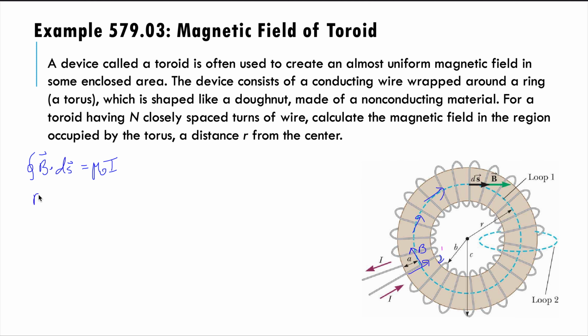So for the left-hand side of the equation, we're going to get B times 2 pi r, where 2 pi r is the line integral of ds, which is the circumference of the circle of this Amperian loop that has a radius r. And then we need to figure out how much current is enclosed.